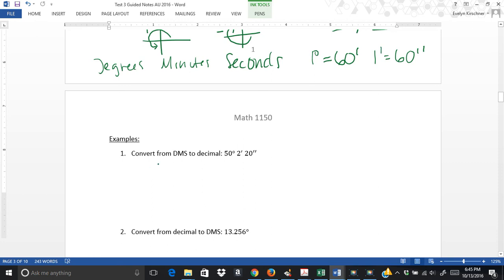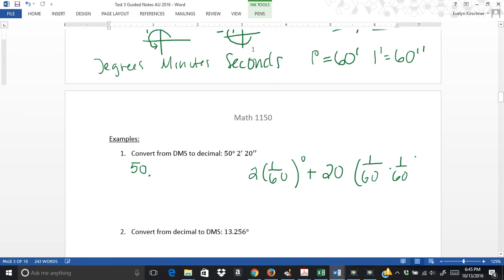My first example is that I want to convert from degrees, minutes, seconds to decimal degrees. I still have the first part, so I know it's 50 point something. And what I do is I multiply 2 times 1 over 60, and I multiply 20 times 1 over 60 times 1 over 60, because those are my minutes and my seconds, and that gives me the total number of degrees. If I do all that, it's 50.089. So that's pretty easy. It's 50 plus the minutes part and the seconds part.